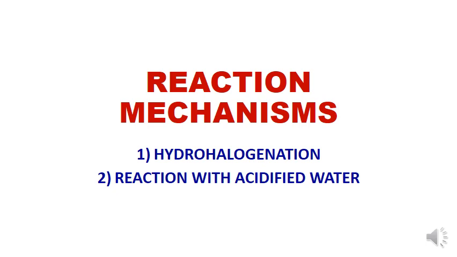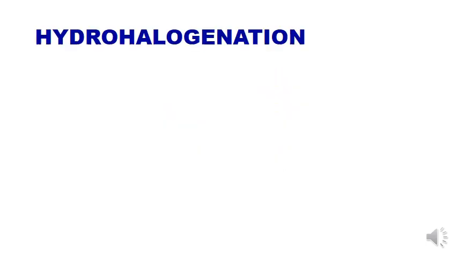Hai semua, hari ini kita akan discuss bagaimana nak menulis reaction mechanism for hydrohalogenation of alkenes dan juga reaction with acidified water of alkenes. Okay, kita mulakan dengan hydrohalogenation. Okay, langkah pertama untuk show the mechanism is to show the formation of carbocation.